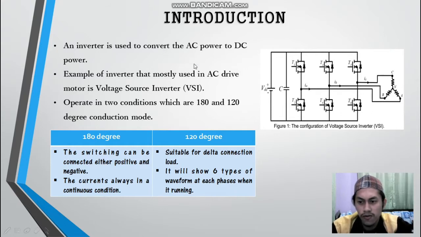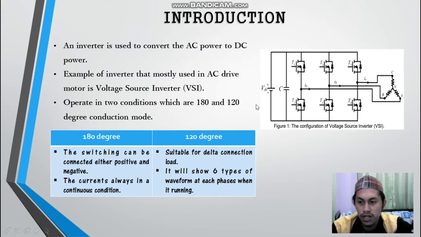Okay, an example of the inverter is the voltage source inverter, which is VSI. This inverter is mostly used in AC motor drives. This figure shows an example of a voltage source inverter configuration. So this is an example of VSI.